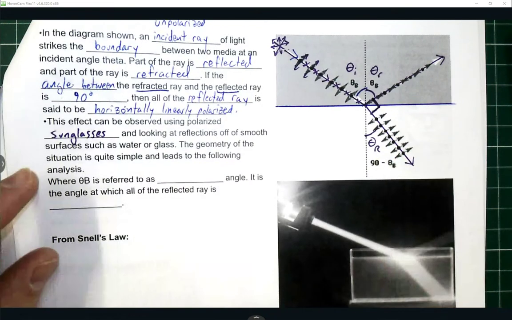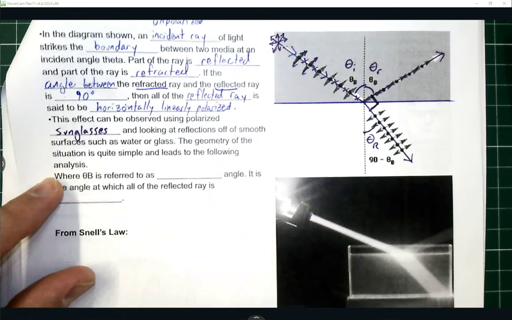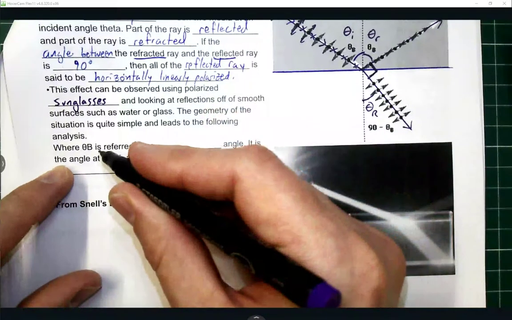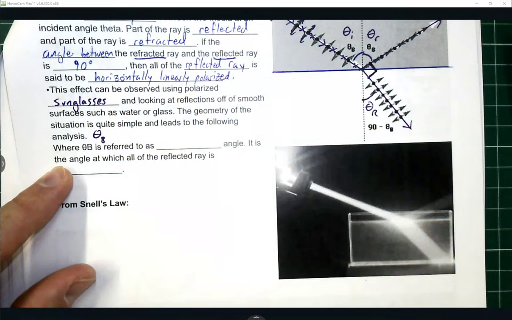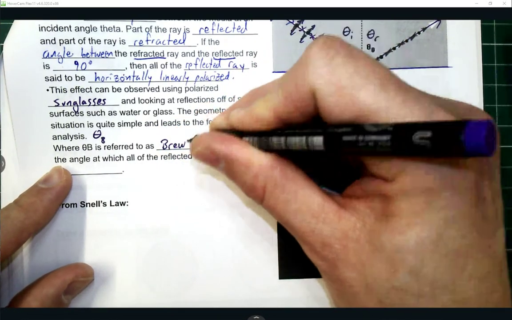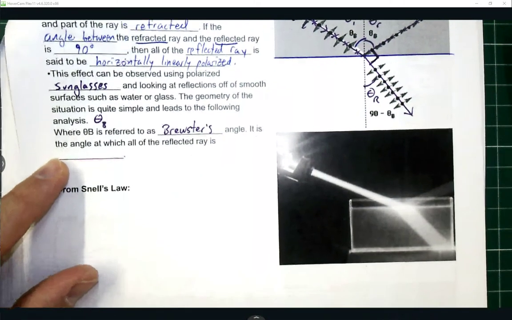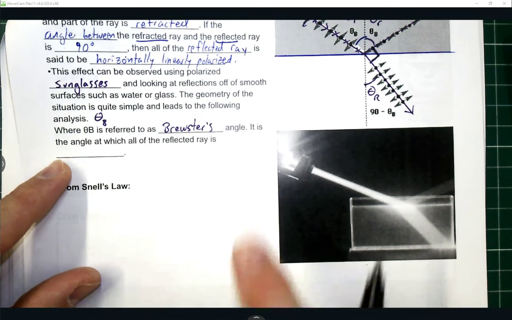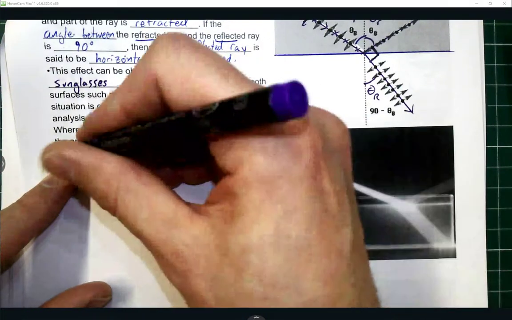Now there's a name for that angle. Anyway, the geometry of the situation is quite similar and leads to the following analysis, where theta b, and really we should be writing this as theta subscript b, I have to go back and fix that little typo, is referred to as Brewster's angle. No doubt that's some dead person's last name. It always is, right? But we give a name to it. So whoever figured it out must have been a Brewster. And it's the angle at which all of the reflected ray is polarized horizontally.